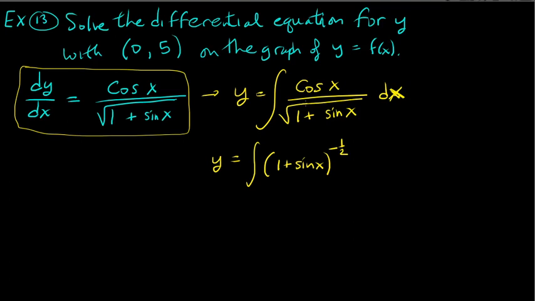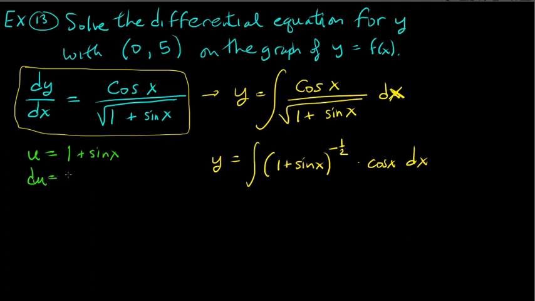Negative because it's in the denominator, and 1/2 because it's the square root, right? Times cosine of x dx, right? So I changed it from a quotient to a product. Again, no product rule, but this might make it easy to see what my substitution should be, right? So what should u be here? Again, rule of thumb, whatever's in the parentheses. That doesn't always work, but I think it works pretty well here. So let's take the derivative of 1 plus sine x.